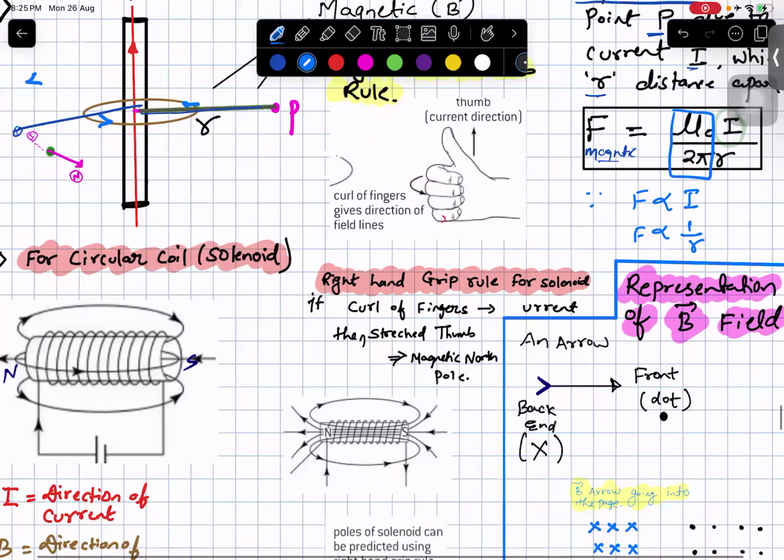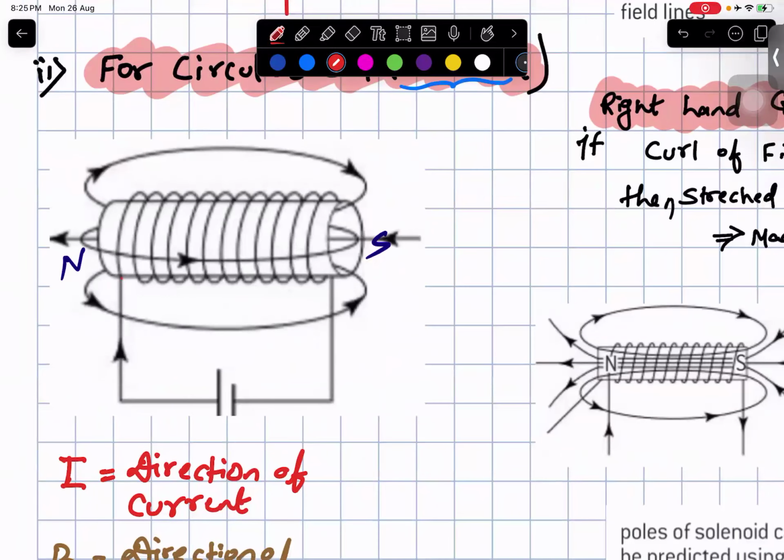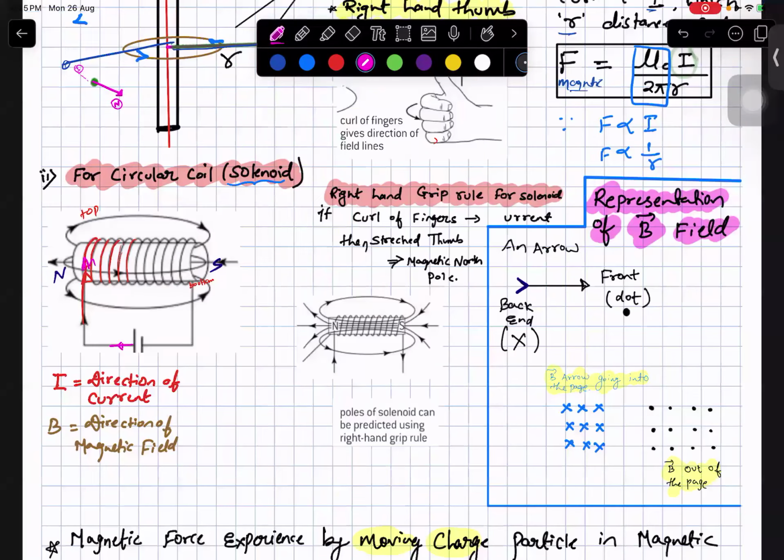Then how about the solenoid or the current carrying coil? So let's say I have a coil and the current is running like this, as shown in the diagram, from top to the bottom. If the current is passing from this battery to this coil, from up to down, then in that case you have to use the right hand grip rule.